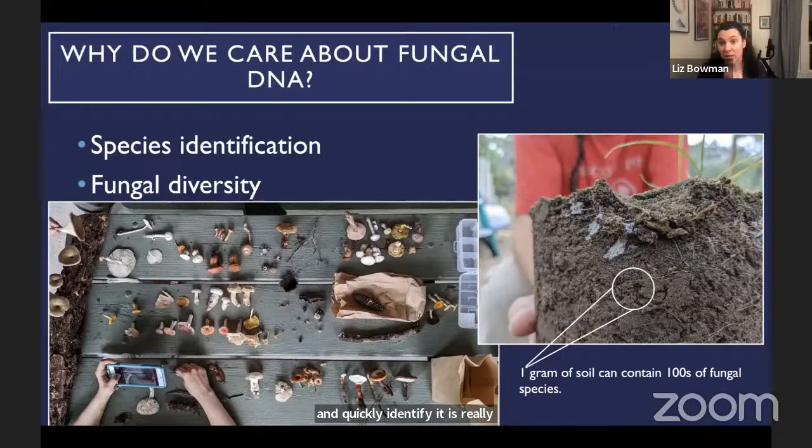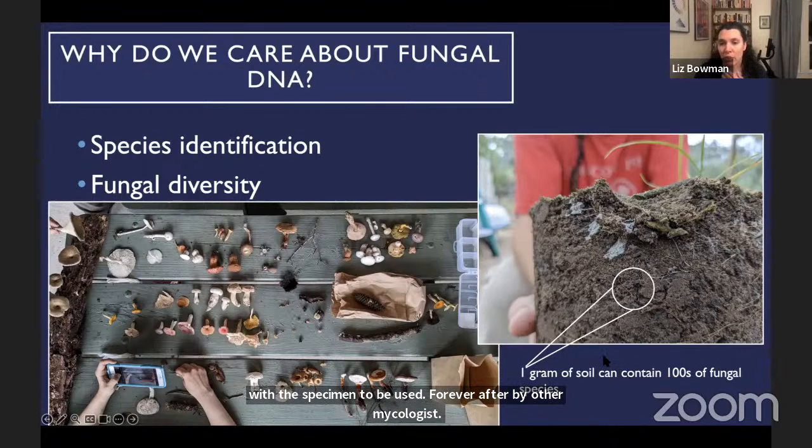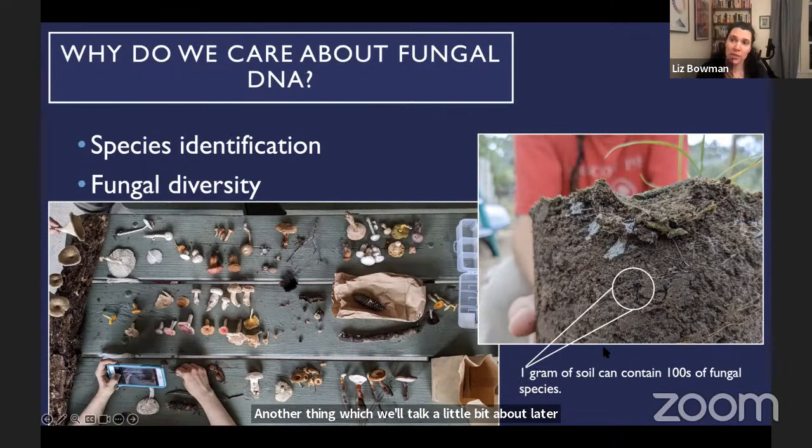And then that can get deposited into a database along with the specimen to be used forever after by other mycologists. Another thing which we'll talk a little bit about later on is called environmental sequencing. That came about in maybe the 2010s, where you can take a sample of soil or a sample of water or air, and you're able to extract all the DNA that's in it.